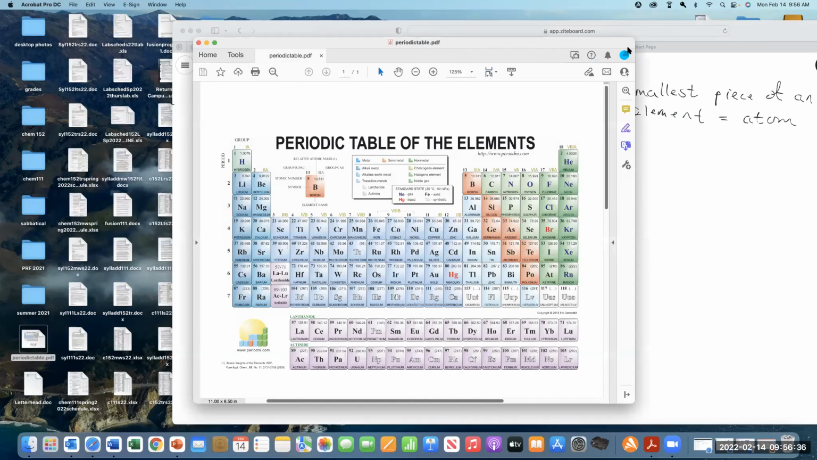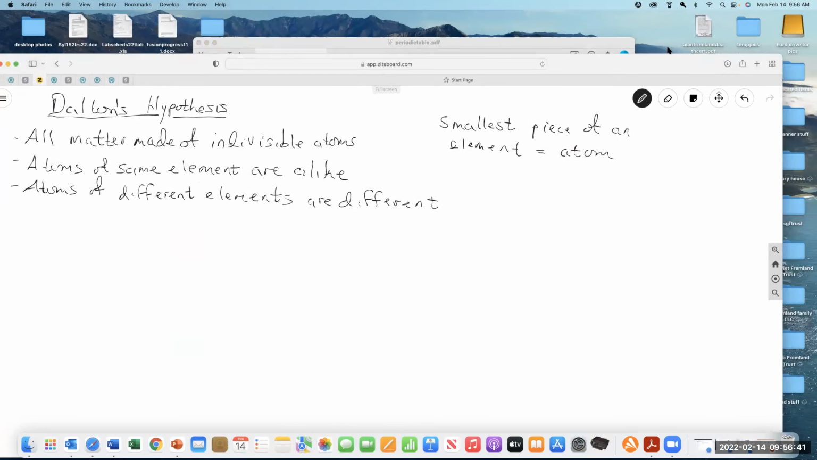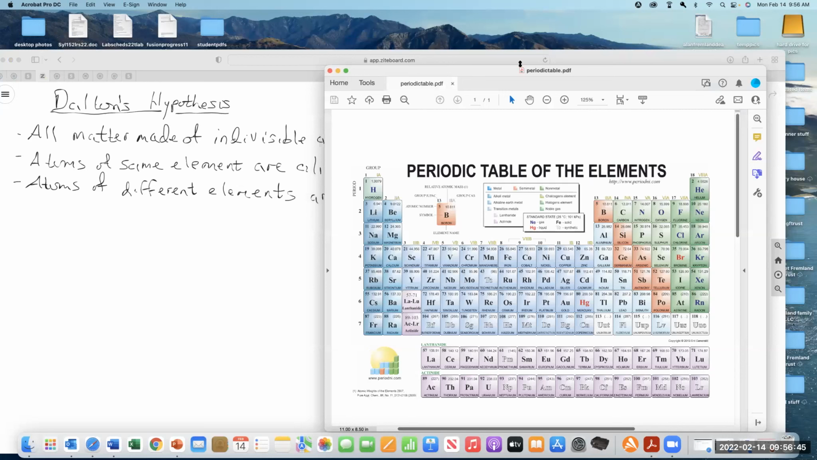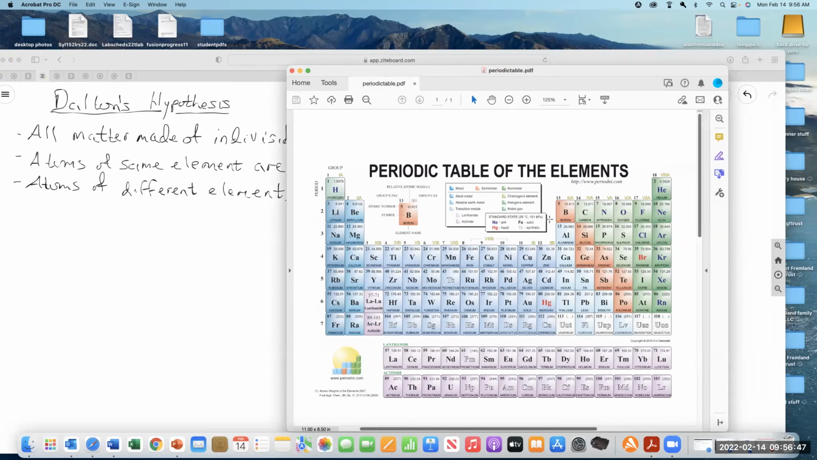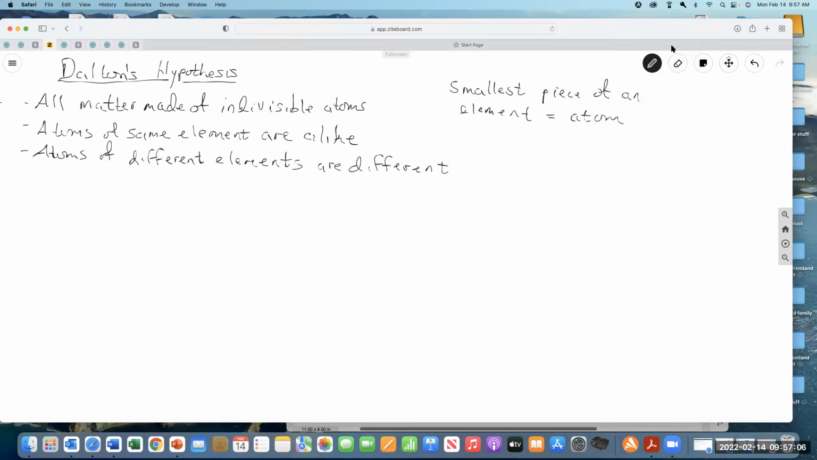Okay, what that means is that the difference between, say, lead and gold, if you look at lead right here and gold right here, the difference between lead and gold is actually at the level of the atom. So it's the atoms themselves that are different. It's not that gold atoms are arranged differently than lead atoms, and the atoms are the same and put together differently.